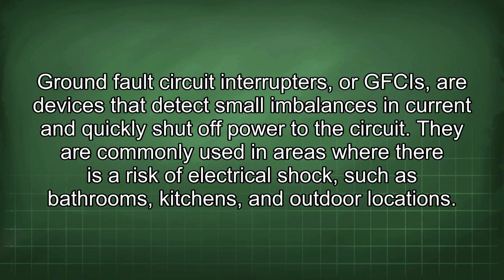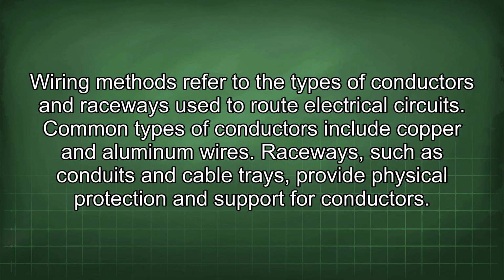They are commonly used in areas where there is a risk of electrical shock, such as bathrooms, kitchens, and outdoor locations. Wiring methods refer to the types of conductors and raceways used to route electrical circuits. Common types of conductors include copper and aluminum wires. Raceways, such as conduits and cable trays, provide physical protection and support for conductors.